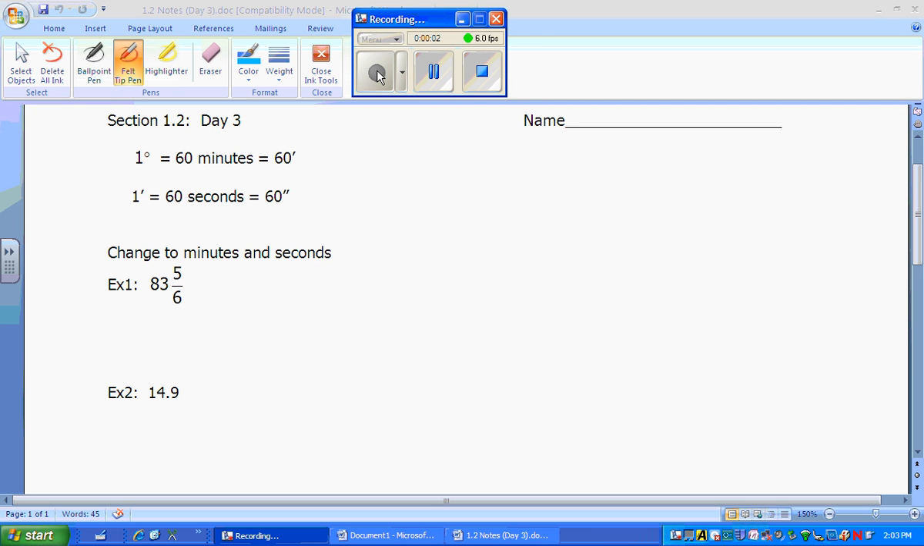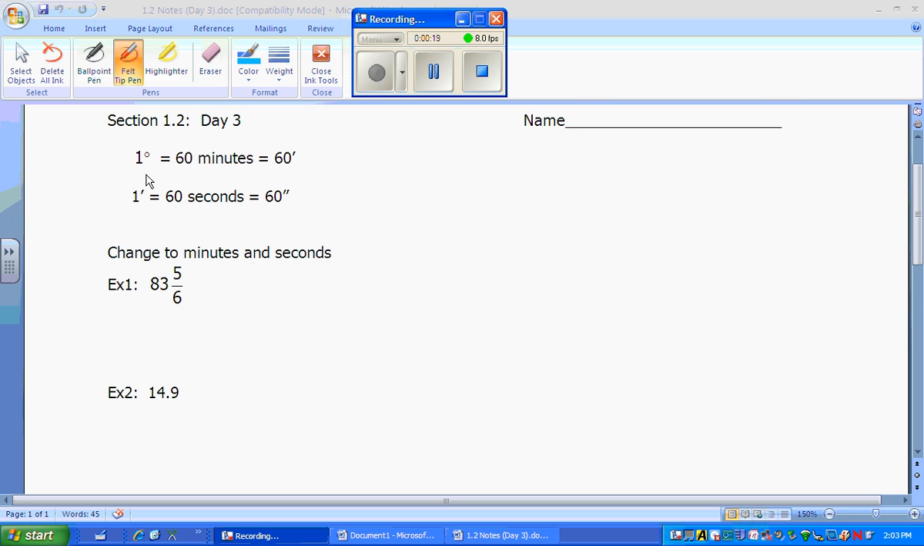Section 1.2, day 3, expanding a little bit further and finally finishing section 1.2. We're going to be talking about degrees, minutes, and seconds, and finding degree measures of the hands of a clock.